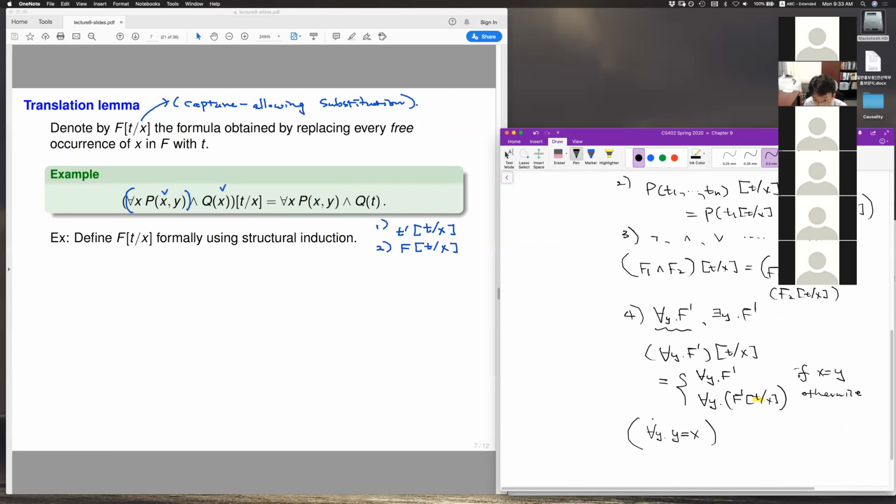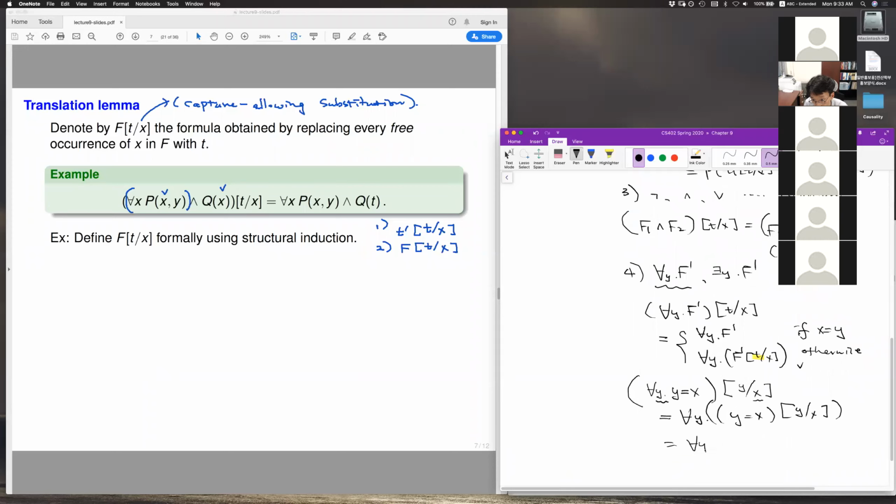y is equal to x, and then we substitute, we replace x by y. So all the free occurrences of x are going to be replaced by y. So according to this definition, this one will give us for all y. Because y here and this x are different, we follow the second case. So then it will become something like this, and then the result of this is for all y, y equals y.